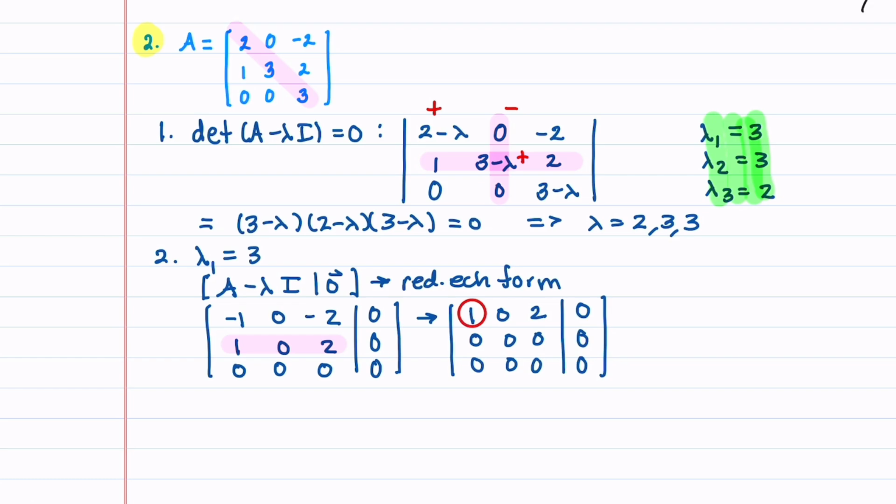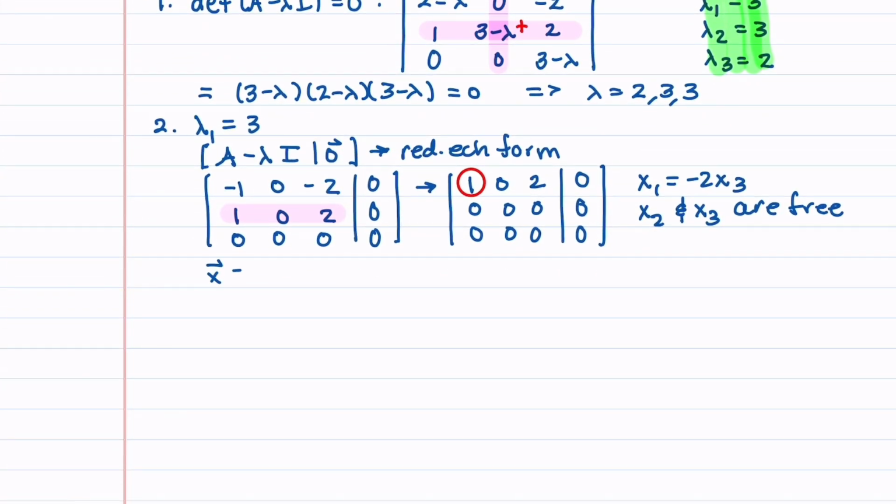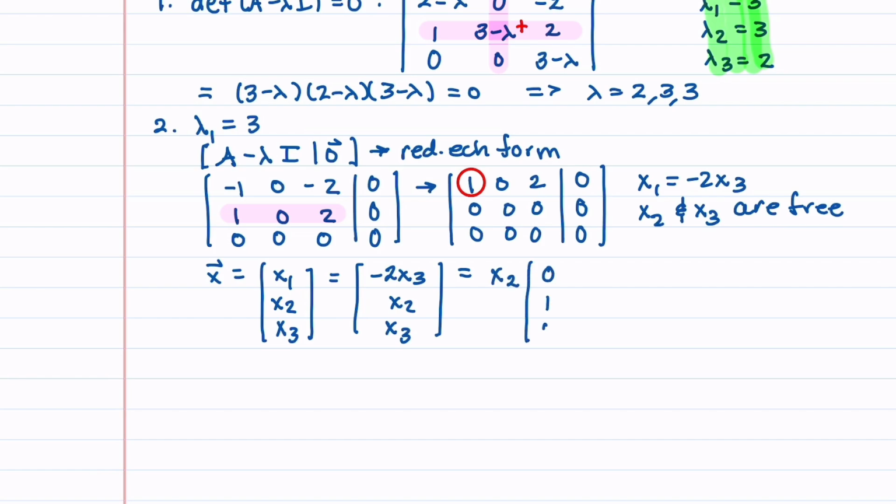Let's circle our pivot, and that tells us that x1 is equal to -2 x3, and then x2 and x3 are our free variables. We have 2 free variables, so that tells us that we're going to have 2 vectors in our eigenspace for lambda 1 is equal to 3. Our vectors x are going to be x1, x2, and x3. We'll plug in that x1 is -2x3, and then x2 and x3 go in as themselves because they're free variables. Now we're going to separate everything. We're going to pull out an x2, and that multiplies vector 1, 0, 1. And then we're going to pull out an x3, and that multiplies vector -2, 0, 1.